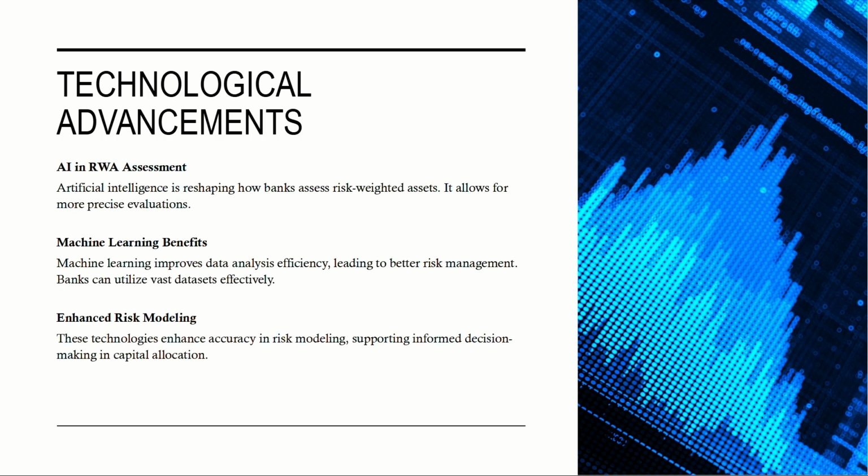Technological advancements, AI in RWA assessment. Artificial intelligence is reshaping how banks assess risk-weighted assets. It allows for more precise evaluations. Machine learning benefits. Machine learning improves data analysis efficiency, leading to better risk management. Banks can utilize vast data sets effectively. Enhanced risk modeling. These technologies enhance accuracy in risk modeling, supporting informed decision-making and capital allocation.